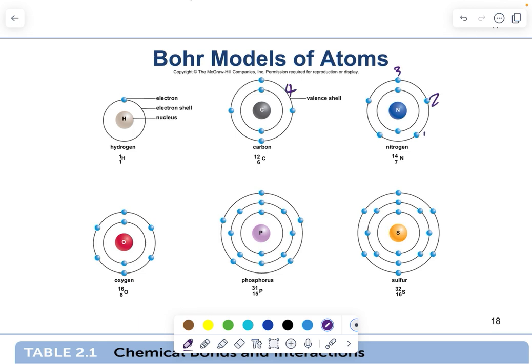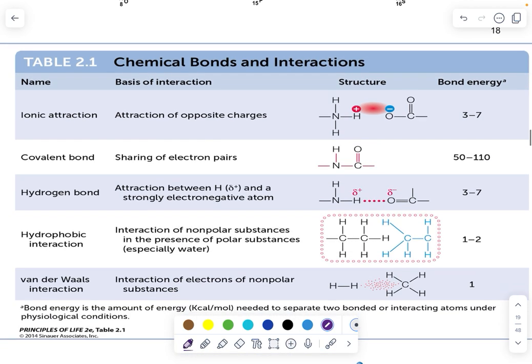Nitrogen: 1, 2, 3, 4, 5. So it needs 3 more. NH3. Oxygen needs 2. Okay. How many does phosphorus need? 1, 2, 3, 4, 5. So it needs 3 more on the outermost shell. So you can see right here, it's helpful to understand that. Chemical bonds are very important to understand, right?